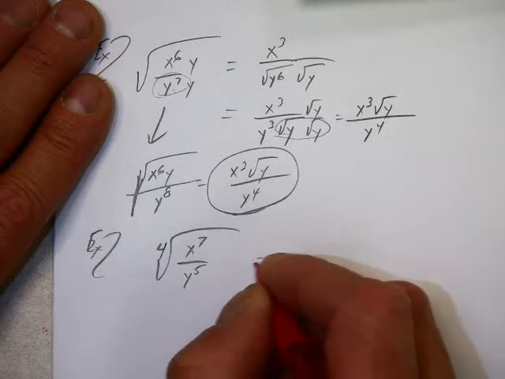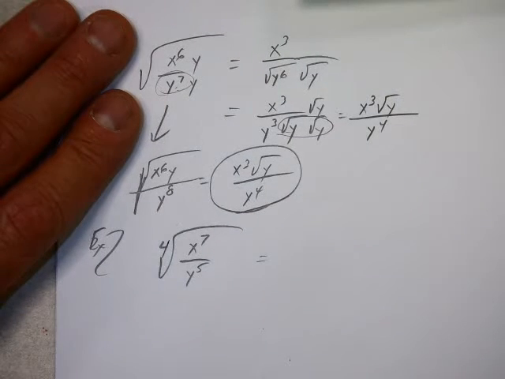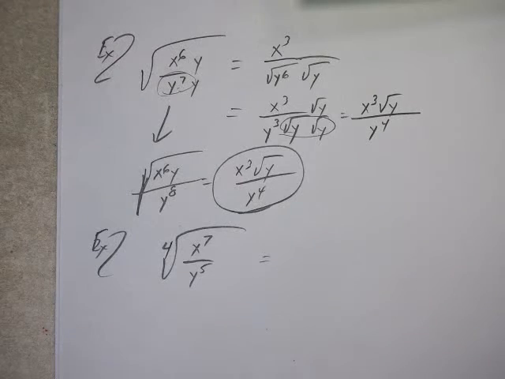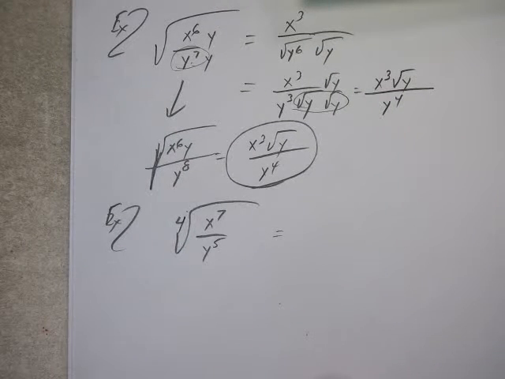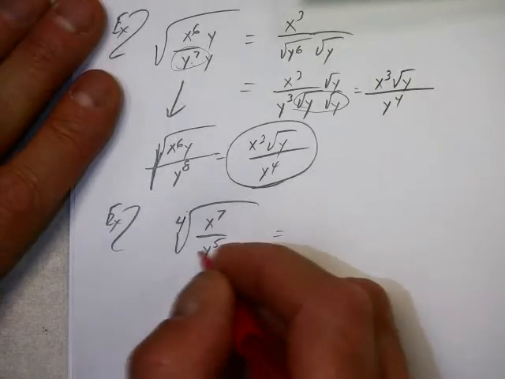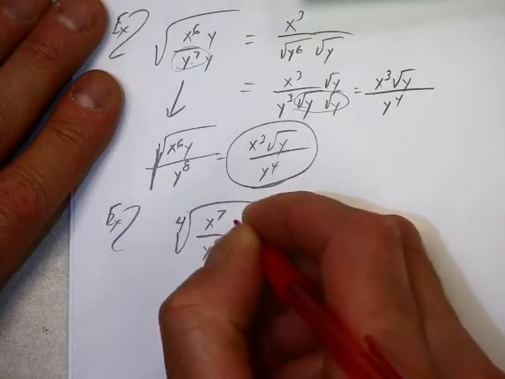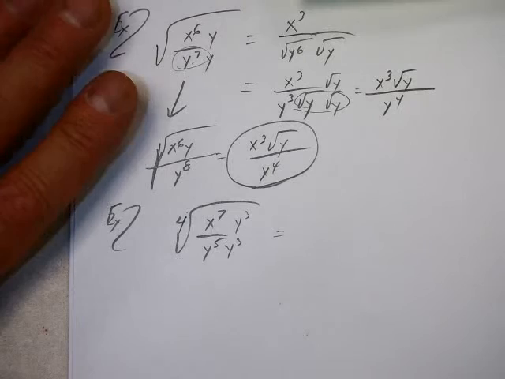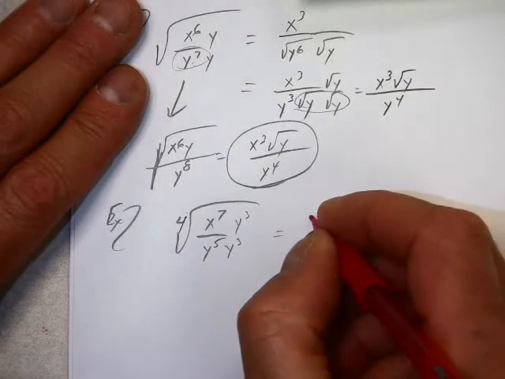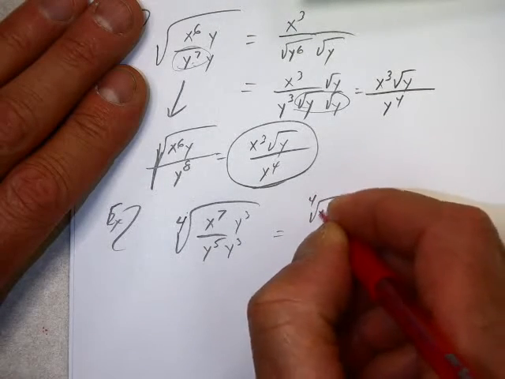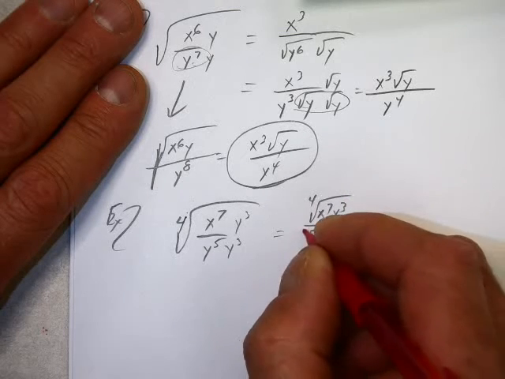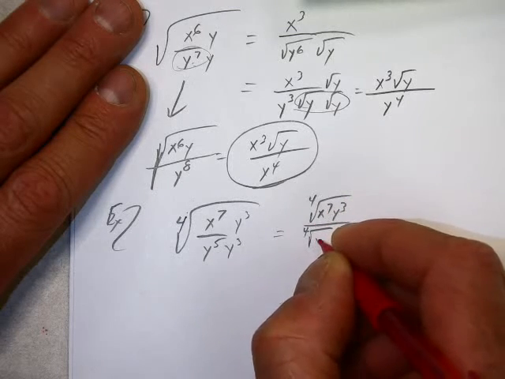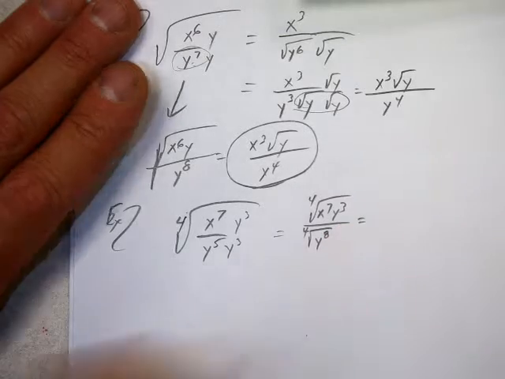What do I have to multiply top and bottom by to make the bottom rootable? Y cubed. Because right now there's 5 y's. It's got to have sets of 4. I got to have 8 candies up here now. Okay? So to get to a multiple of 4, I got to go 3 more y's. So then what do I have? I've got the 4th root of x to the 7th, y to the 3rd, over the 4th root of y to the 8th.